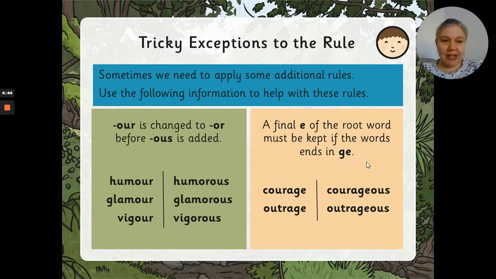Another rule is if the word ends in E, but there's a G that comes before it. You can see from these examples, for the word courage and outrage, I don't take the E off. If the letter before the E is a G, we keep the letter there. So courage becomes courageous and outrage becomes outrageous. And you can see that that E has stayed in both of the words.